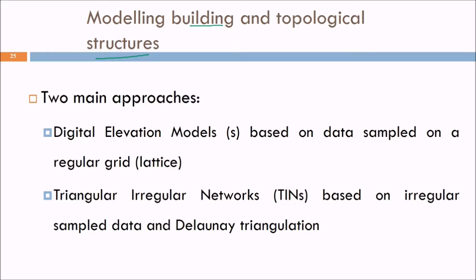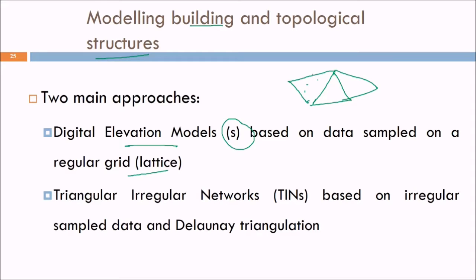So how to model the buildings and topographical structures also? There are two main approaches. First, digital elevation models, based on data sampled on a regular grid, as the lattice we have seen. Then you have triangular irregular networks, based on irregular sample data and Delaunay triangles. So the representation is like this. Rather than points, this representation is like triangles. So these are triangular irregular networks. They are irregular, but all the points on one face or one triangle will have equal elevation.